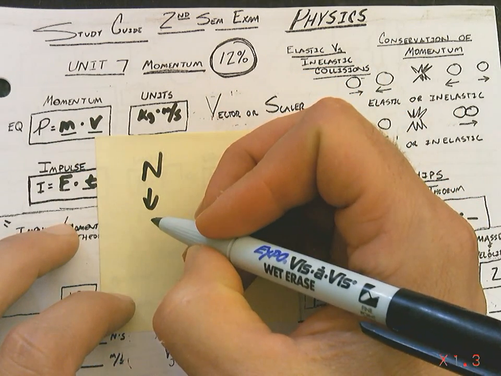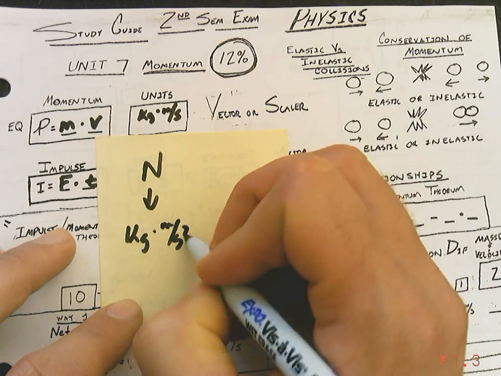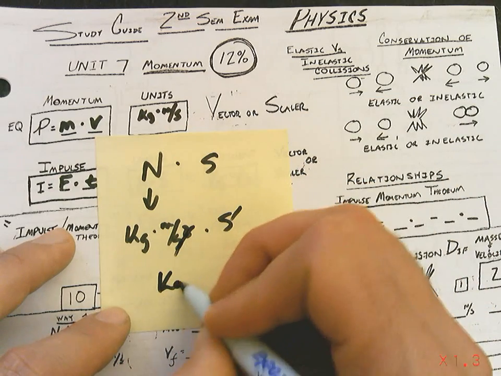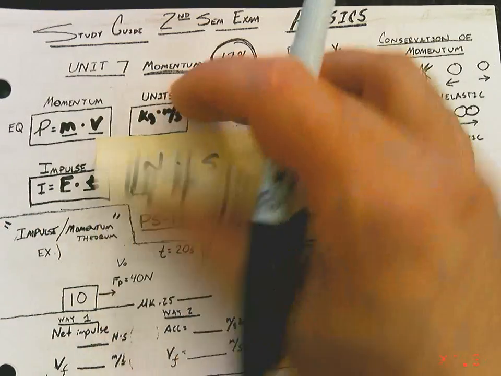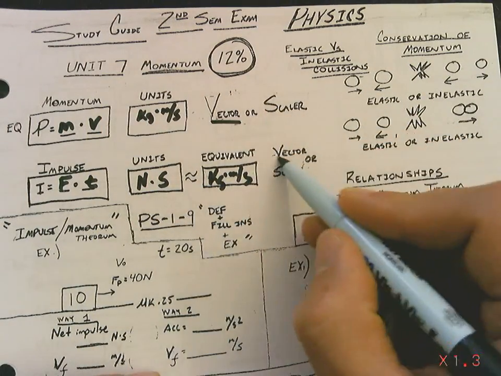You can see how that works because you have kilogram times meter per second squared, and you have a second, and they're going to cancel out, and we're going to get a kilogram times a meter per second. So you can see that a Newton times second is a kilogram times a meter per second. So both things are vectors.